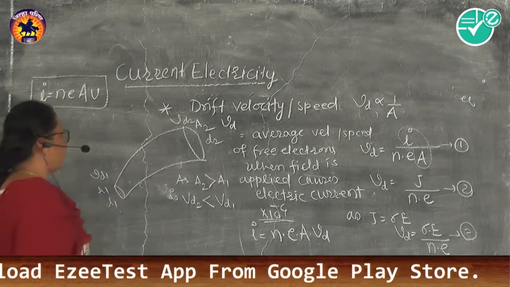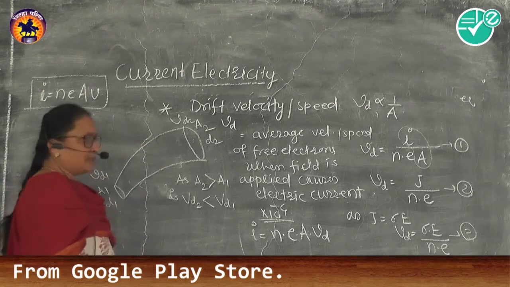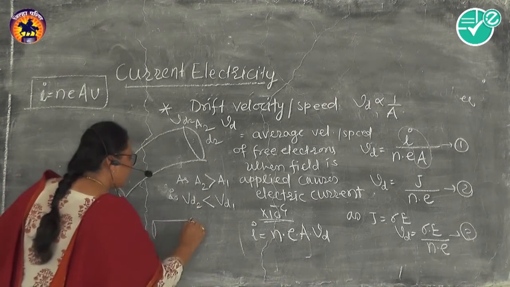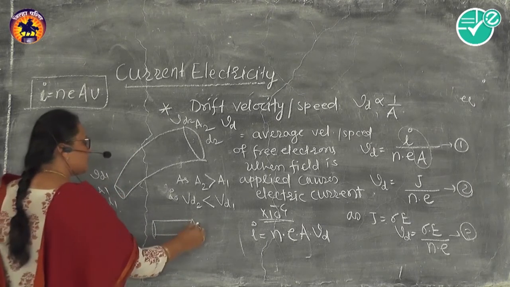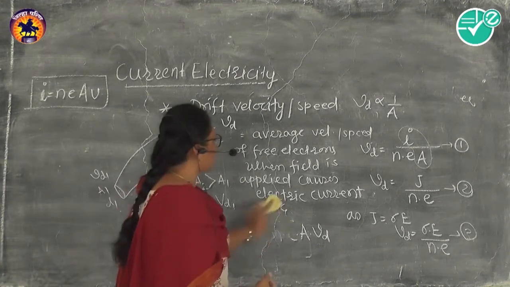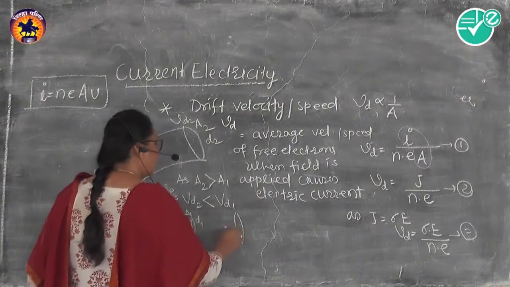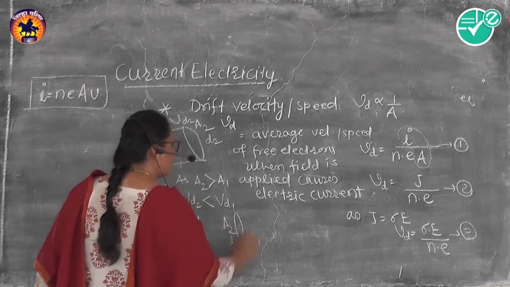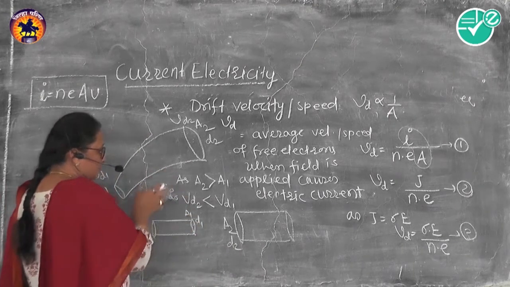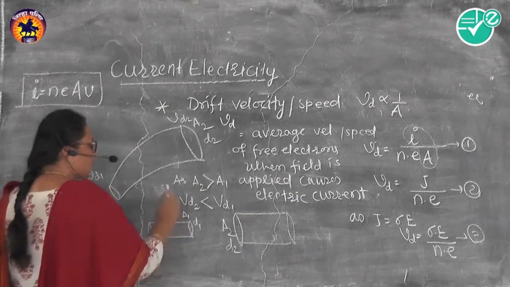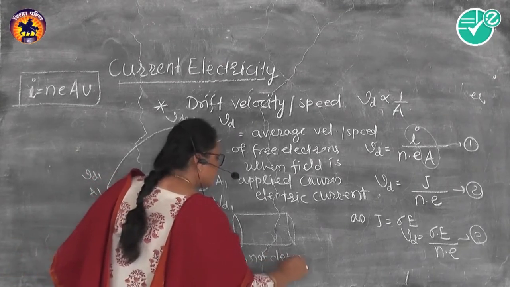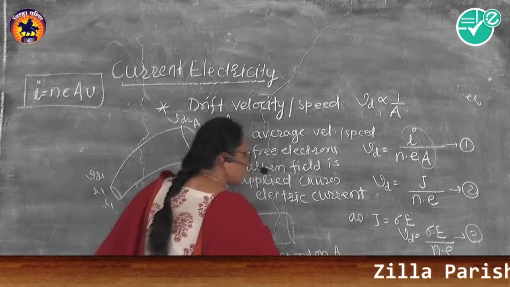But one thing we have to remember: if we use the same conductor in two different situations with two different diameters, suppose this is a conductor having diameter D1, area of cross section A1, and of the same conductor we use a piece which is having larger area of cross section, that means larger diameter, with the same length and all these things, then you have to remember that for the same conductor but in two different situations, this drift speed does not depend on area of cross section or diameter.